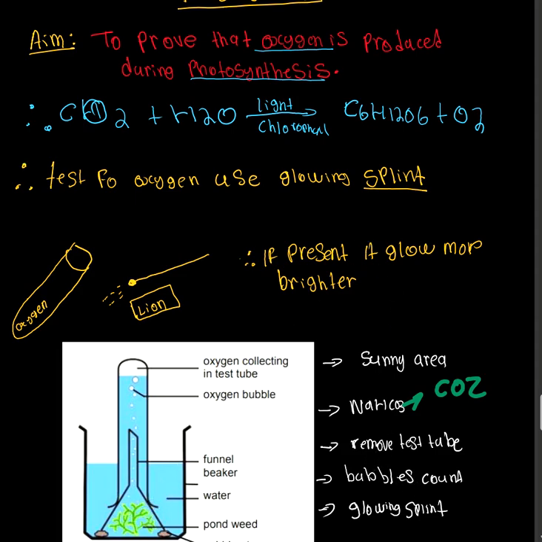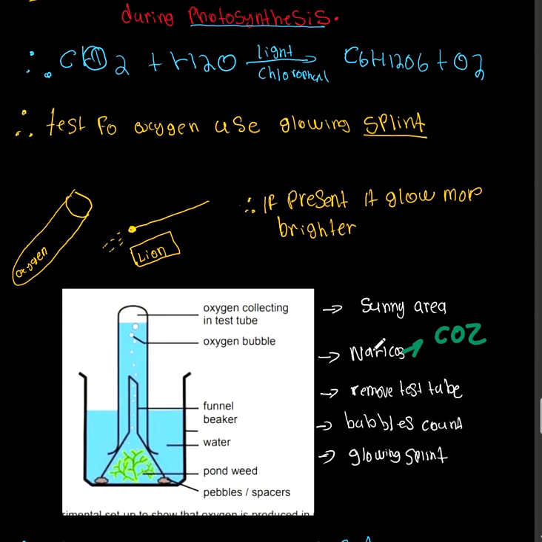So now, after placing it in the sunny area and adding the sodium bicarbonate, we remove the test tube. Before removing the test tube, we count the number of bubbles that are formed per minute. If at 1 minute we have 1 bubble, at 2 minutes we have 2 bubbles. Then we remove this test tube.